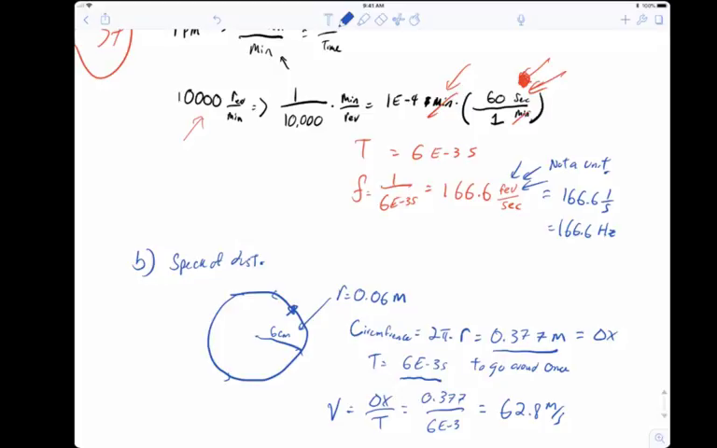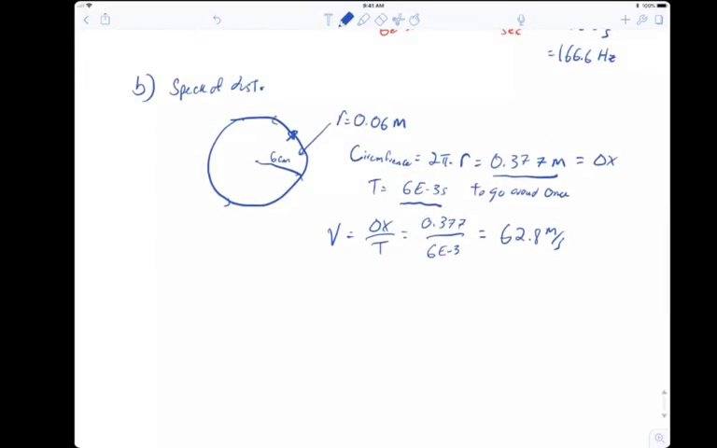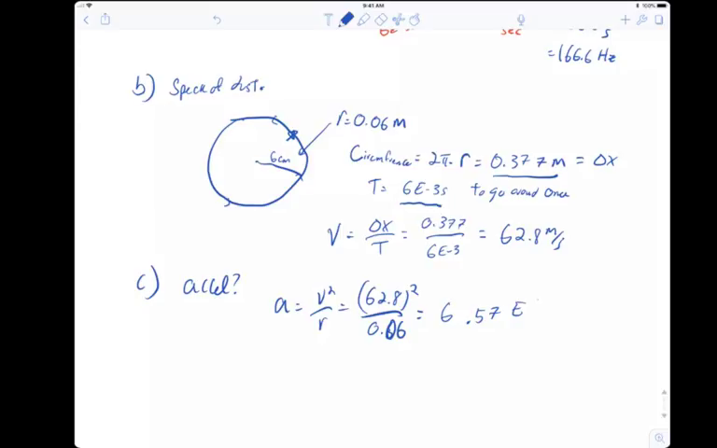Okay, so now I want to know the acceleration. I'm just going to plug it into v squared over r. So it's 62.8 squared over 0.06. Ooh, it's going to be big. 6.57e4 meters per second squared.